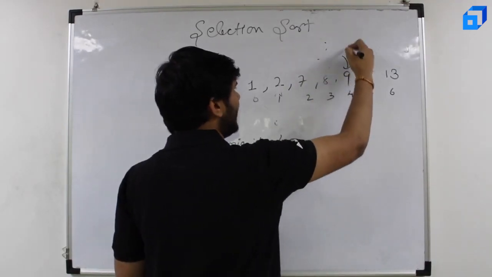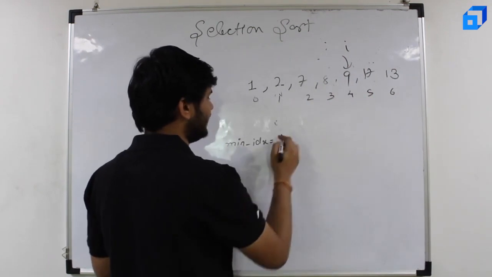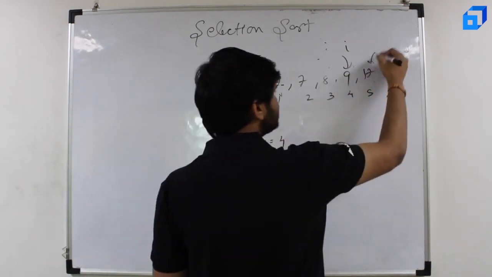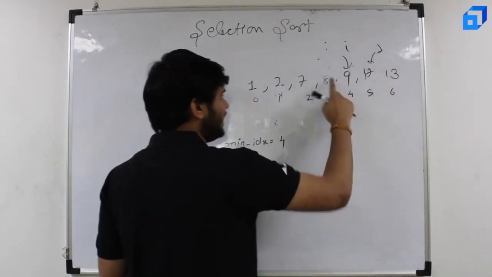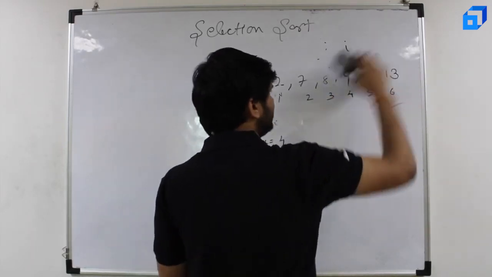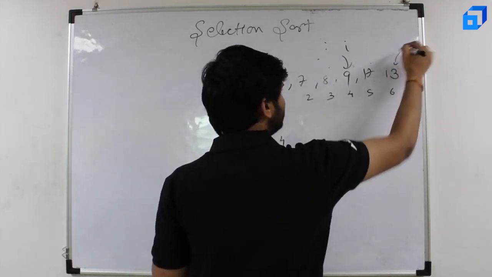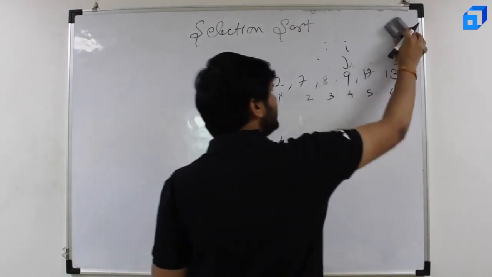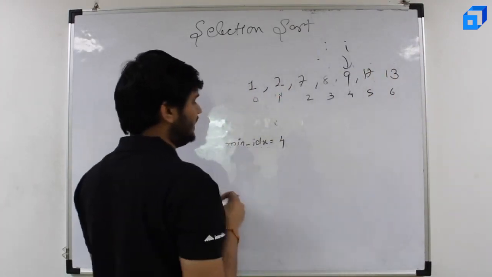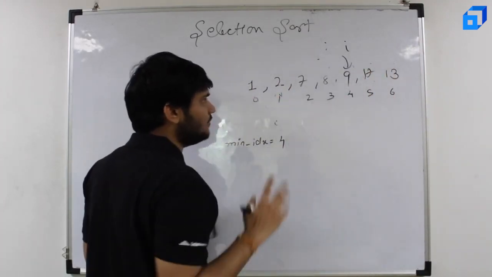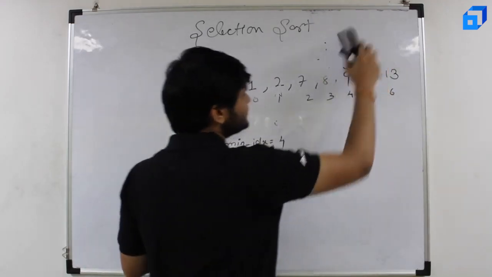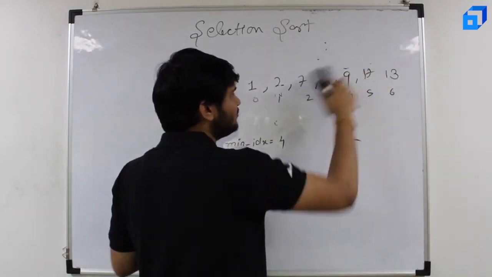So now i will come here, minimum index will start again from 4. Now j will start from 17. Is 17 less than 9? No, j will be incremented. Is 13 less than 9? No. So j will complete its loop, and again i and minimum index are pointing to the same element, so no swapping will occur. And even if we just swap, the element will be at its original position only.